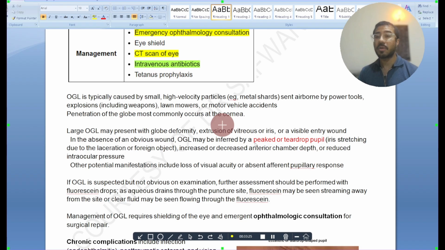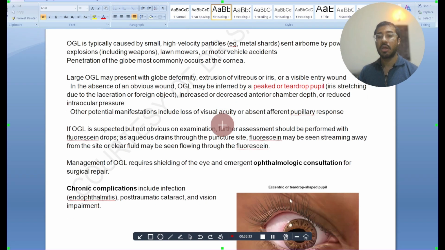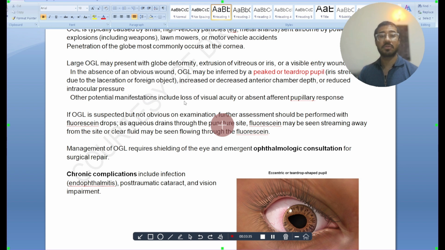OGL may be inferred by a peaked or teardrop pupil, iris stretching due to laceration or a foreign body object, that's an eccentric, oddly shaped pupil, because of the torn iris muscles, increased or decreased anterior chamber depth, or reduced intraocular pressure. If the intraocular pressure is even less than the normal range, you know. Other potential manifestations include loss of vision, like absent afferent pupillary response due to tugging on the optic nerve, damage to the optic nerve, or damage to the iris muscles.